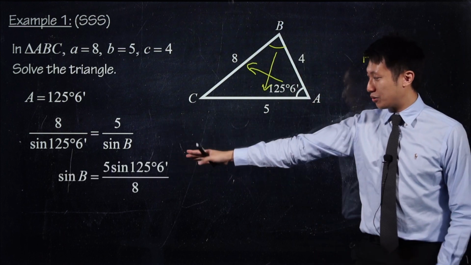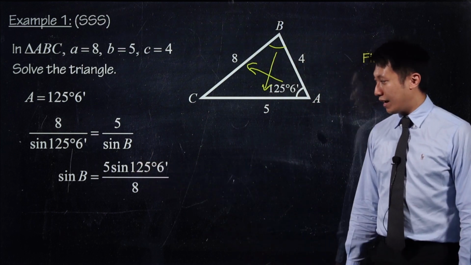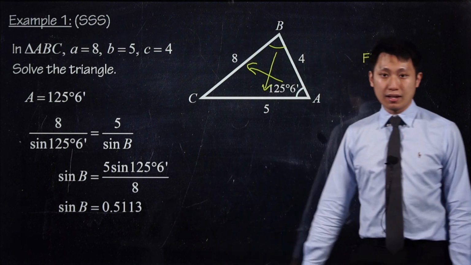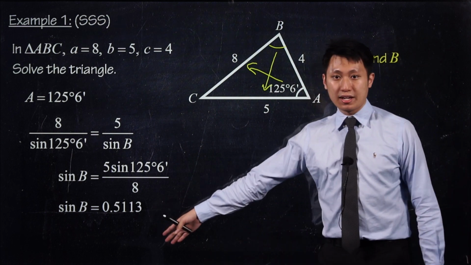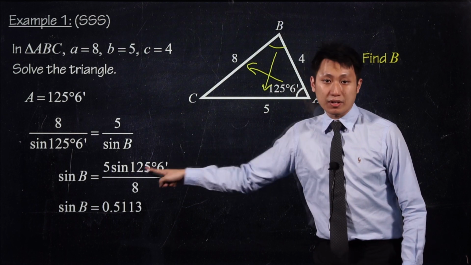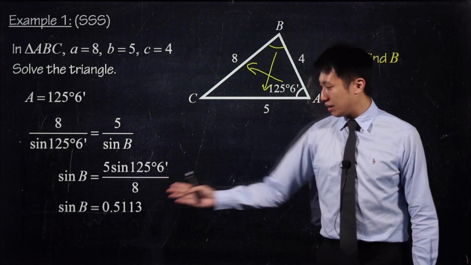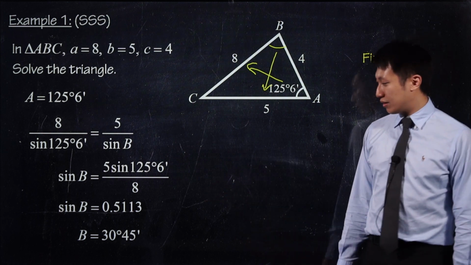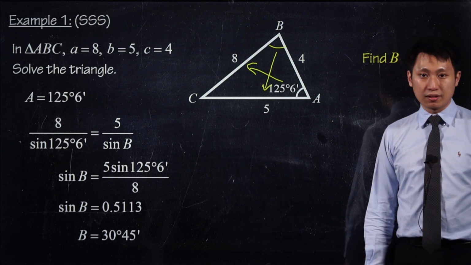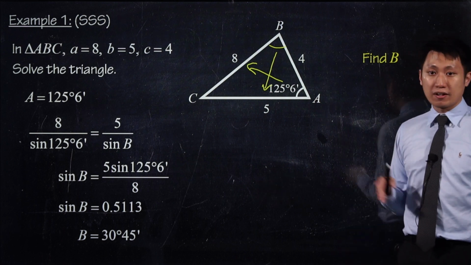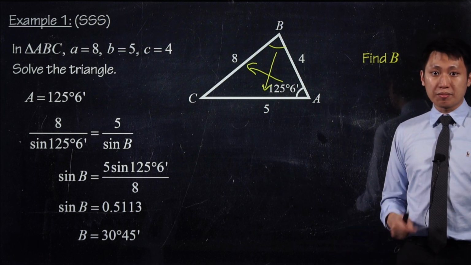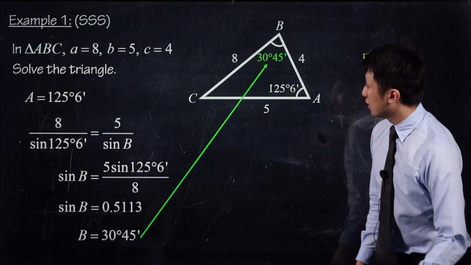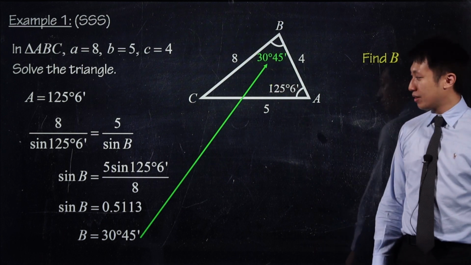Then I have sine B equal to this whole thing here. Then after that, I press shift sine. This one, no choice, I have to truncate it somewhere because it's sine of something already, and this is not a nice number. So B is just 30 degrees 45 minutes. So we have found B. Okay, no problem. Good.